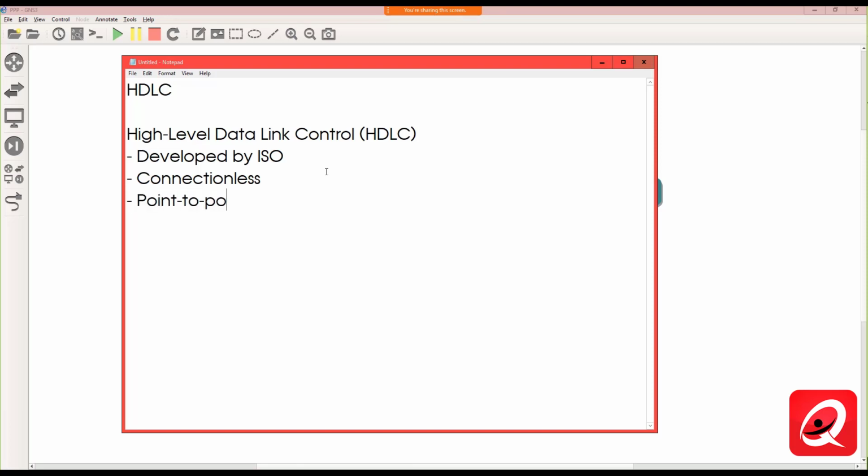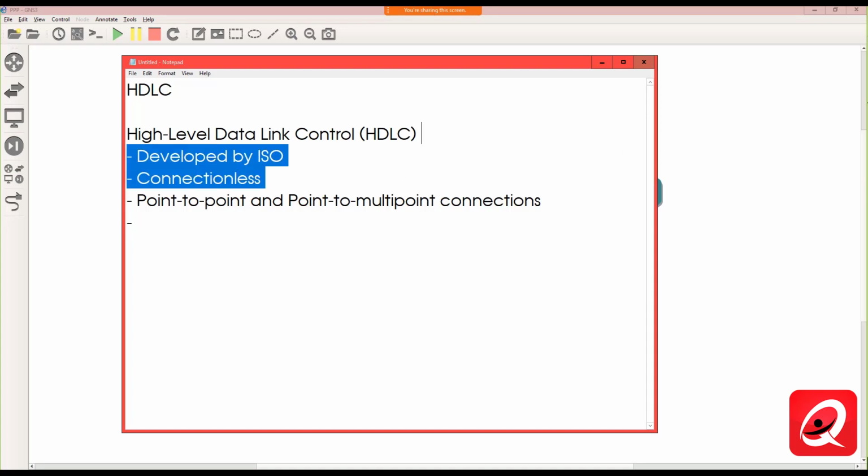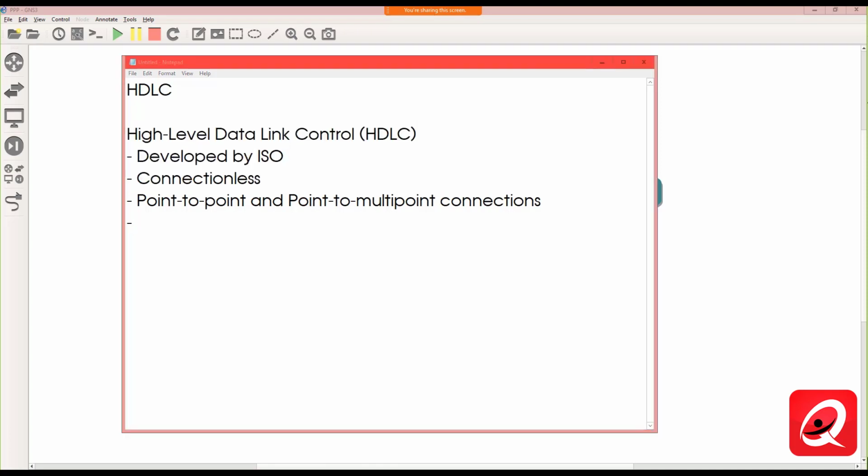It is a connectionless protocol, which is important as well because it doesn't provide error correction or error detection, unlike other layer 2 encapsulation protocols. It certainly can be used for point to point and point to multipoint connections, meaning we could deploy this in something similar to a Frame Relay type of environment.